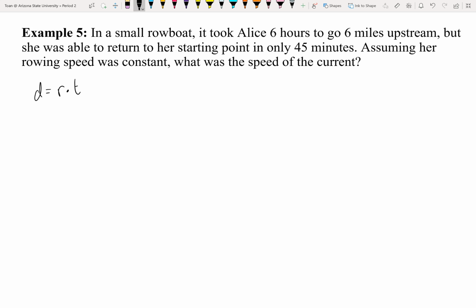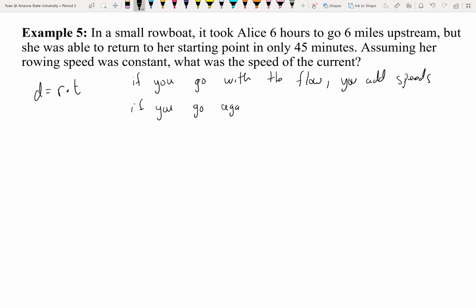Also, the other idea, if you go with the flow, you add speeds. If you go against the flow, you subtract. Right. And that should be sort of common sense.